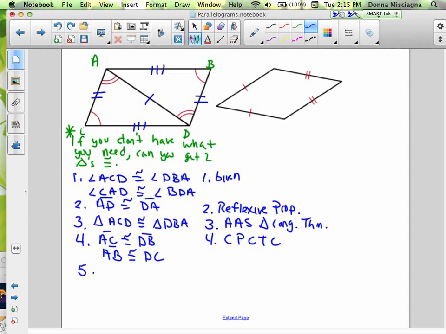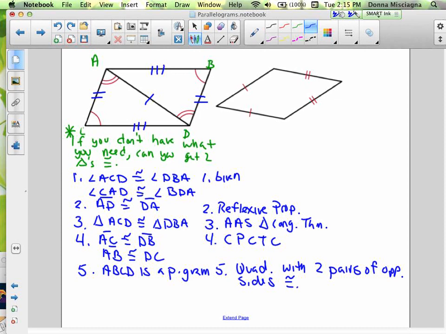We proved the triangles are congruent in step 3. So ABCD is a parallelogram. And I'm going to abbreviate that and put P-gram. That is an acceptable abbreviation. And the reason we know it's a parallelogram, it is a quadrilateral, and I can abbreviate that as quad, with 2 pairs of opposite sides congruent.